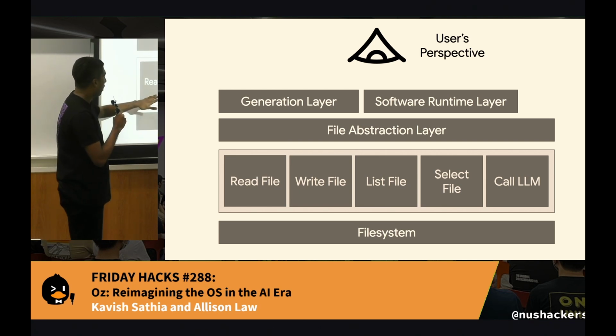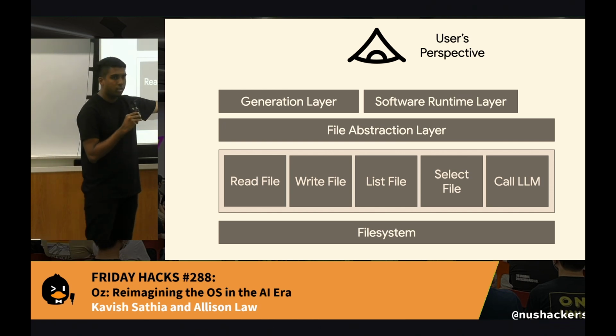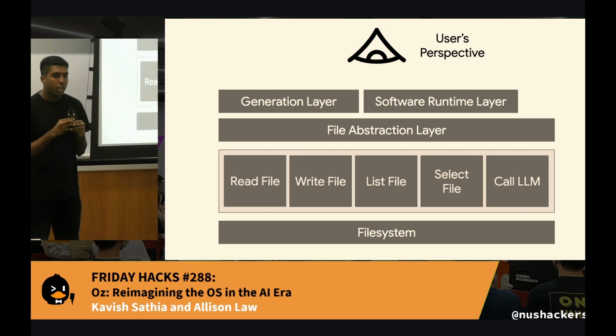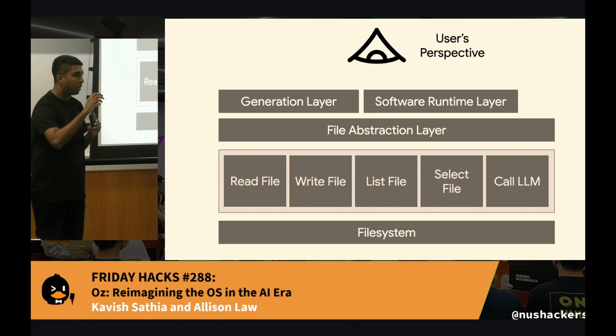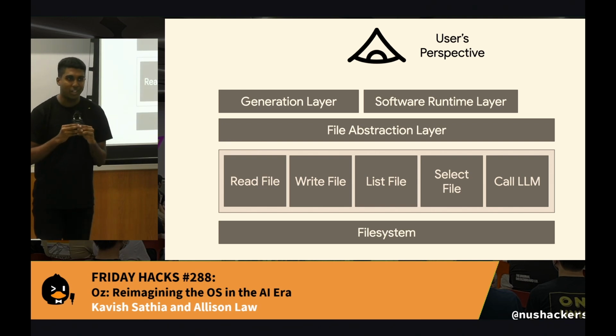Then we can see we have read file. For example, some software can just come in and read your file, write your file, list files, can even select files and call an LLM. This part is very interesting, like calling an LLM, because if your software is able to call an LLM, then you are able to generate this entire OS as an application within the operating system itself, which is kind of meta because now the AI can generate software that calls another AI. That's pretty interesting. But we don't have that capability yet.